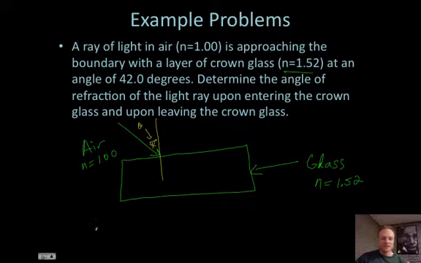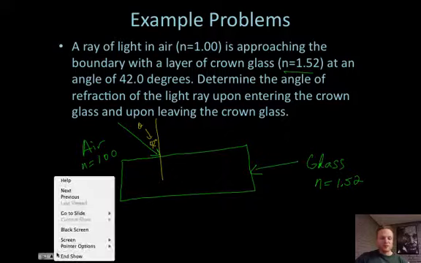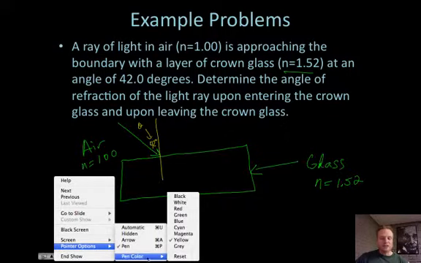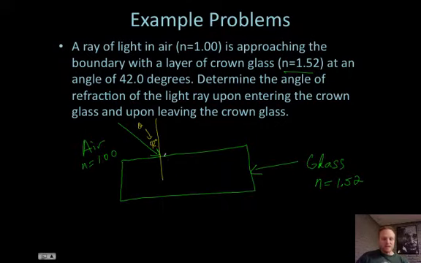I want to know, when this ray of light enters the glass, how is it going to refract upon entering? So again, I'm going to use Snell's law to figure that out. I'll do that part of the problem over here. So we have the sine of theta sub i times n sub i equals the sine of theta sub r times n sub r.